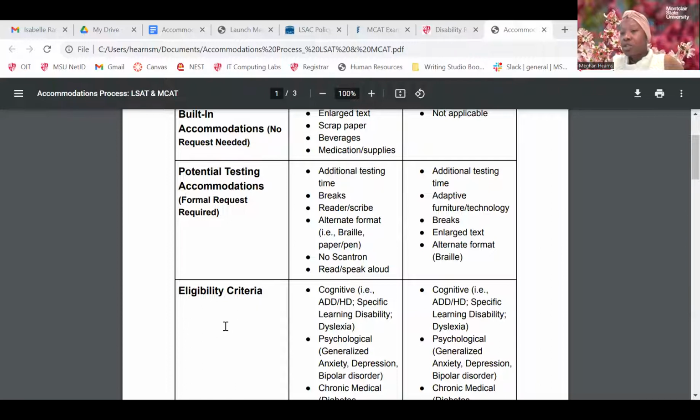Alternate format. For students who are visually impaired or blind and require Braille, that is also something that can be provided. For the LSAT, as I said, it is an online or computerized exam. You can also request for portions of it to be a paper and pen format exam. No Scantron. There are students who may have challenges with dyslexia or completing a Scantron due to some mobility challenges. That is also possible.